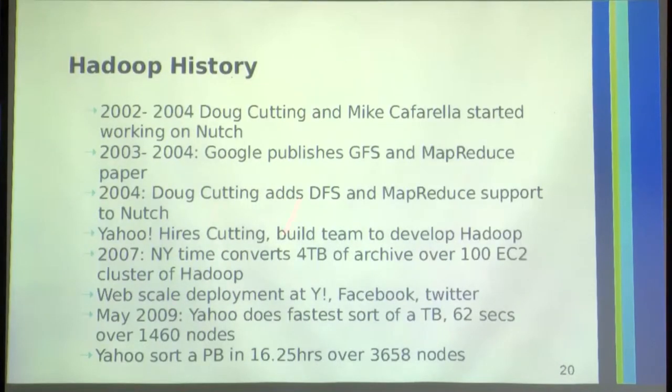So the history, perhaps this slide should be first. 2002, they started. I don't know what Nutch is, and then Google published some stuff, and then they worked on DFS and MapReduce support in this, and then Yahoo hired these guys, and they built Hadoop, and then the New York Times converted 4 terabytes of archive, and then there were some interesting results where they could sort a lot of data in a very small amount of time using so many nodes. And so it kind of grew.